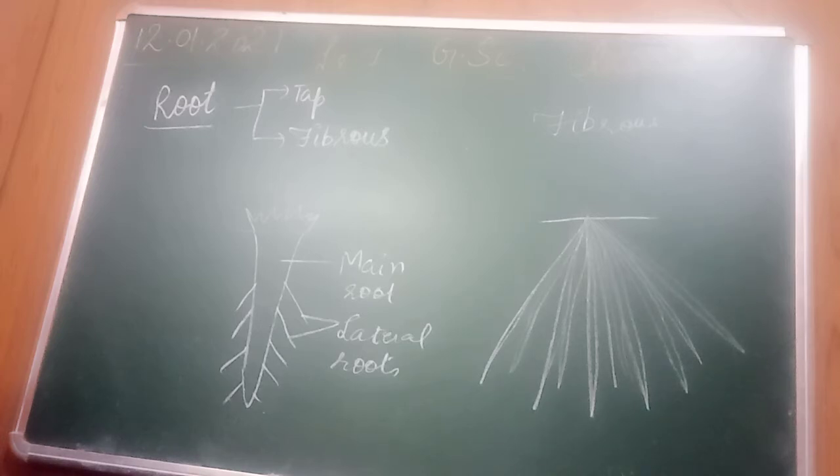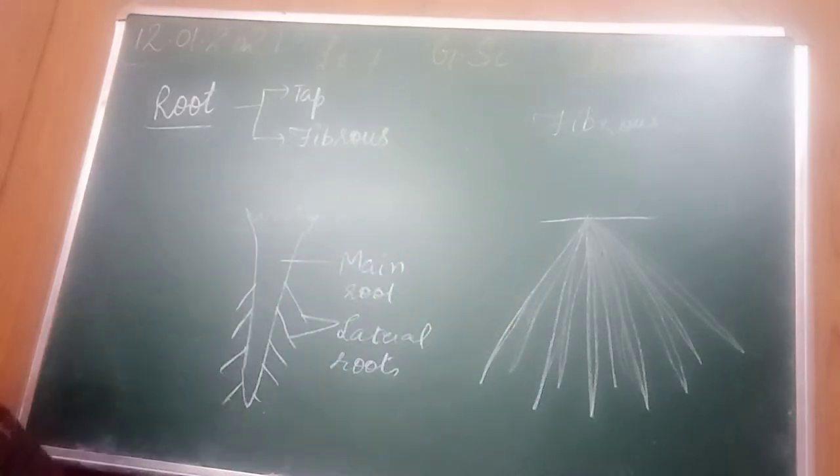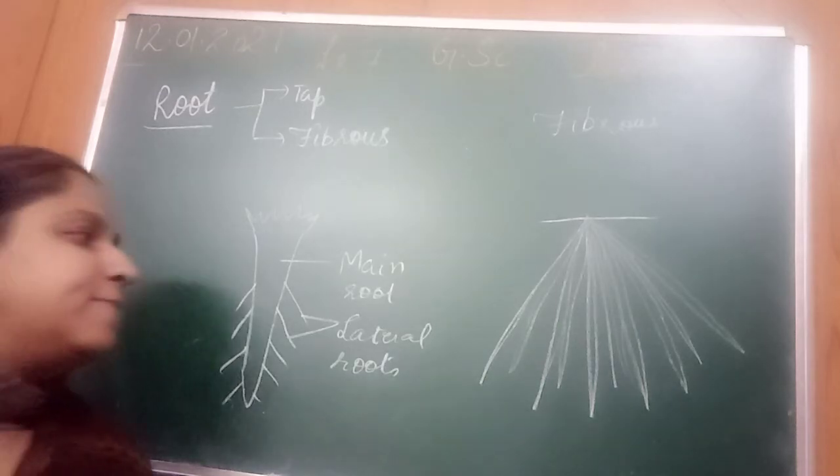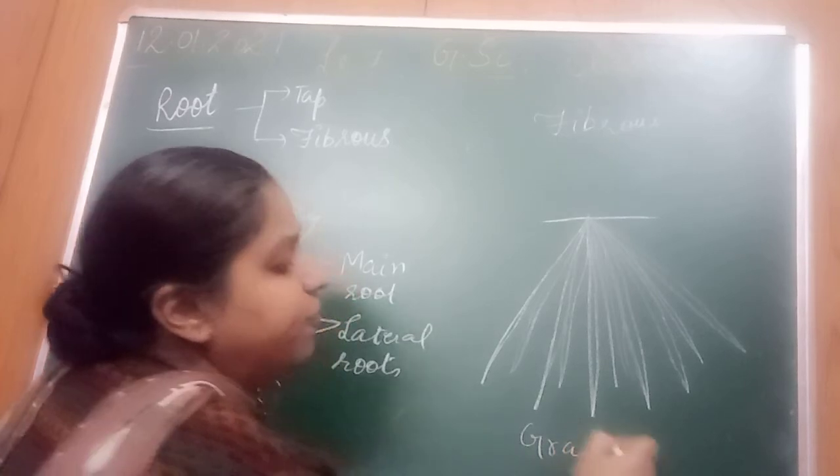Every root grows from the one point only and it may branch further, right? You might have seen the branches of grasses. They are of this type only.